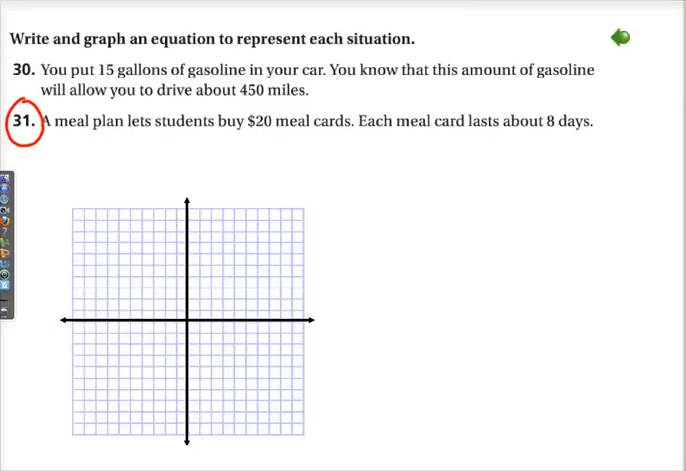These are the most frequently asked questions from Algebra 2, Section 2-4, Day 2. The first one I thought people might ask about was number 31.